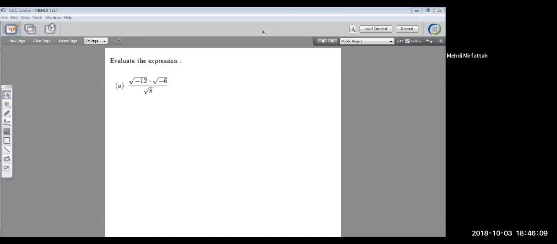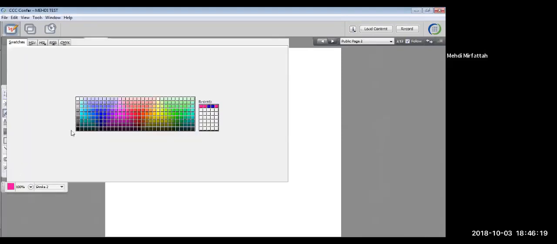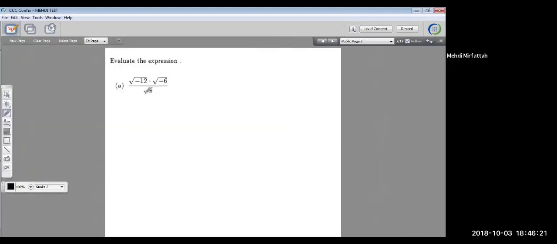Here we want to evaluate the expression. Okay. We have to make sure that we don't get a square root or i at the bottom of the fraction when you simplify these. Okay. So in this case, let's write what we have here.